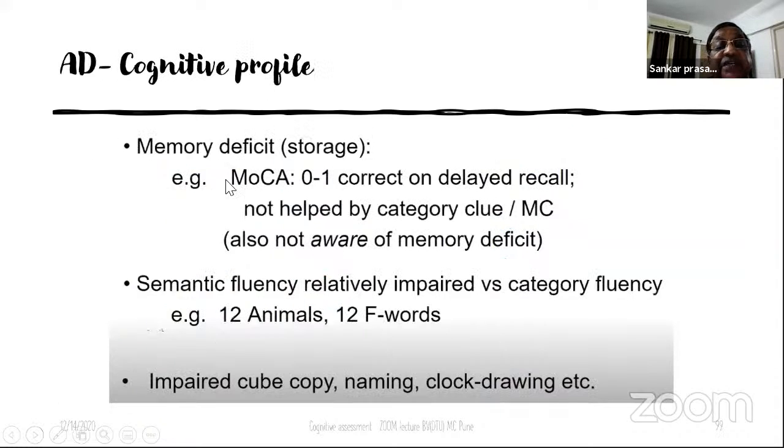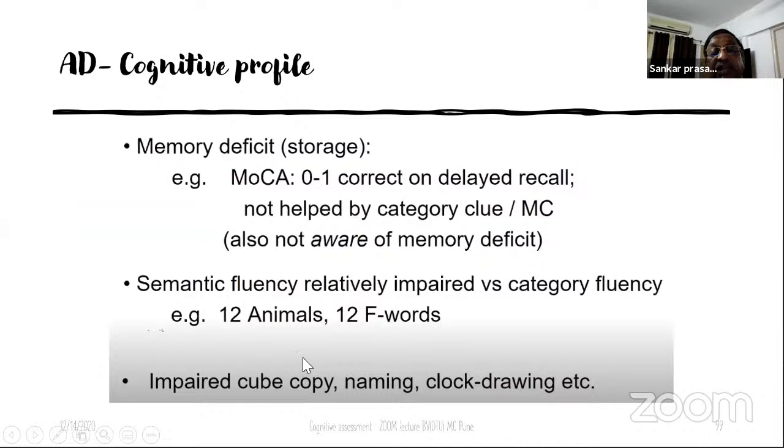So memory deficit is 0 to 1, correct and delayed recall, not helped by category cue, and not aware of memory deficit. That is characteristic of Alzheimer's disease. Semantic fluency relatively impaired versus category fluency. So 12 animals and 12 F words.